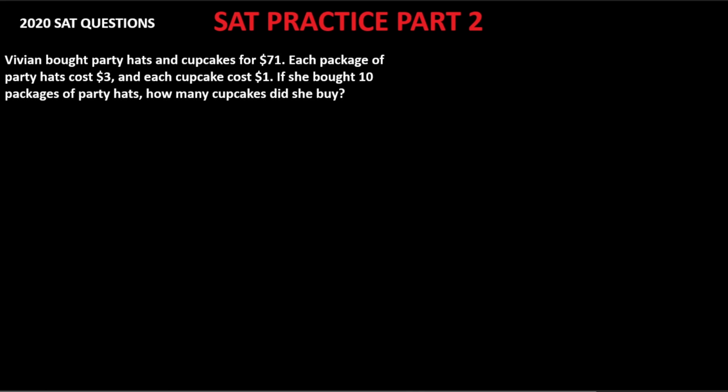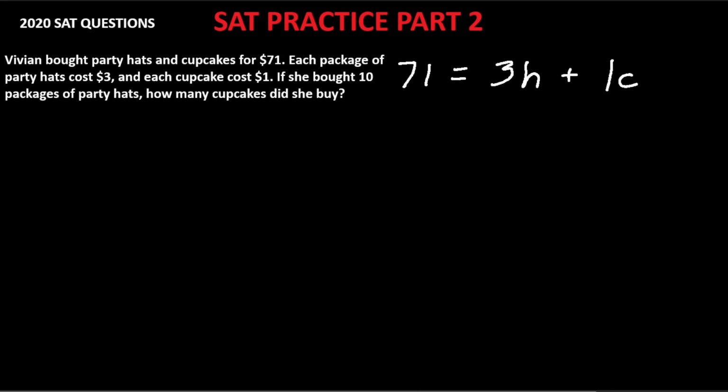Vivian bought party hats and cupcakes for $71 total. Each package of party hats costs $3, and each cupcake costs $1. If Vivian bought 10 packages of party hats, how many cupcakes did she buy? Well, in order to do this, we're going to need to set up an equation that represents the model to find out how many of each she bought. Let's set up an equation that uses the given information.